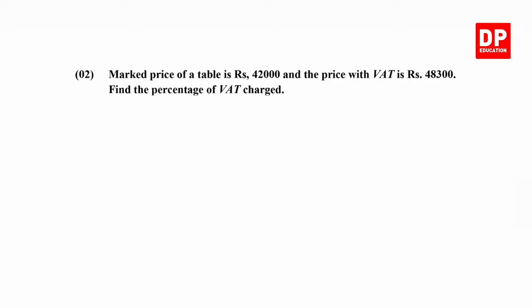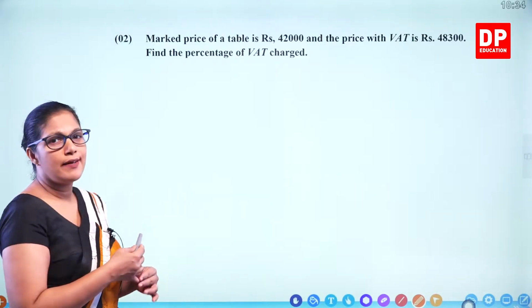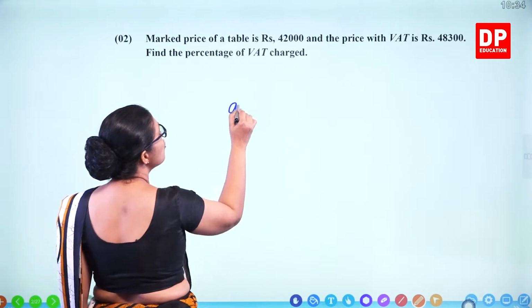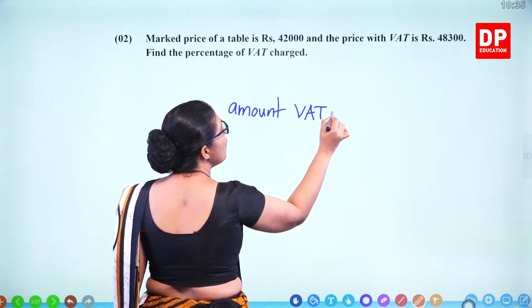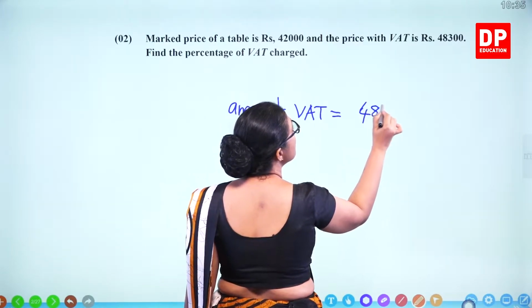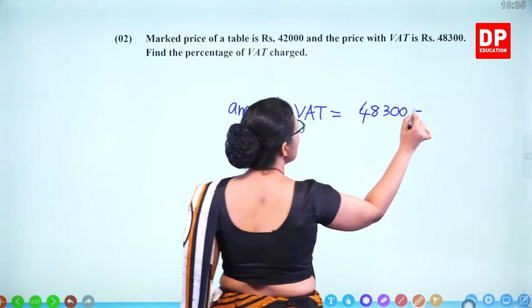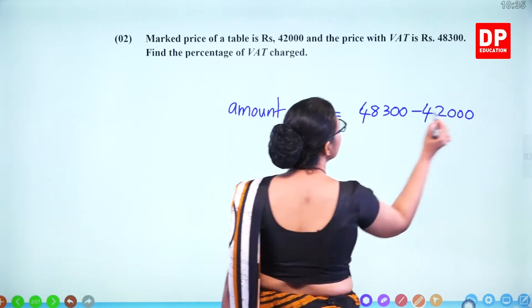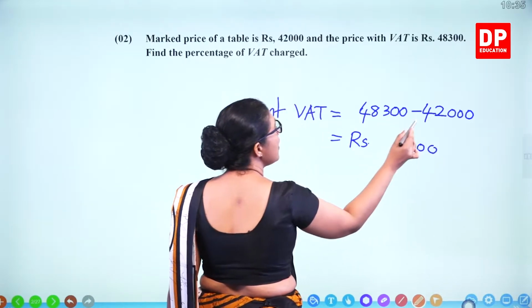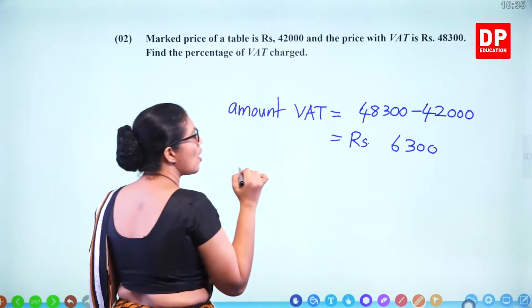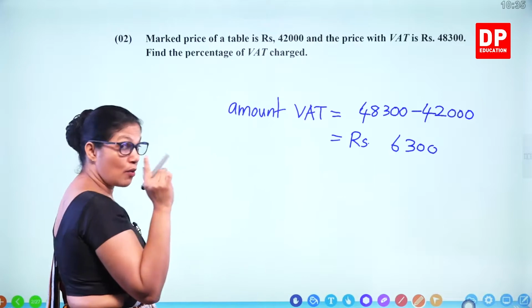Question number 2. The marked price of a table is 42,000 rupees and the price with VAT is 48,300 rupees. Find the percentage of VAT. First we can find the amount of VAT by taking the difference. The amount of VAT is 48,300 minus 42,000. You get 300, and 8 minus 2 is 6, so 6,300.